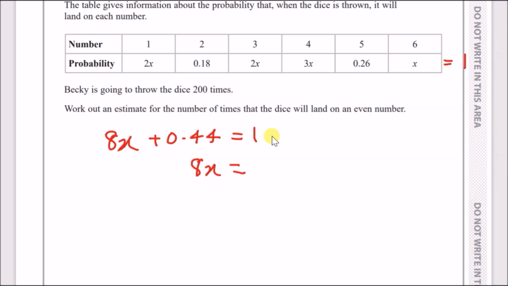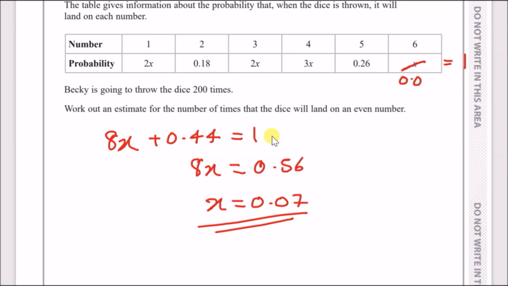So 1 take away 0.44 will give us 0.56, and then dividing that by 8 because you just want to find x in it. That means x equals 0.07. Yeah, that's pretty much what it gives you. So technically, if you update the table, this is now 0.07.